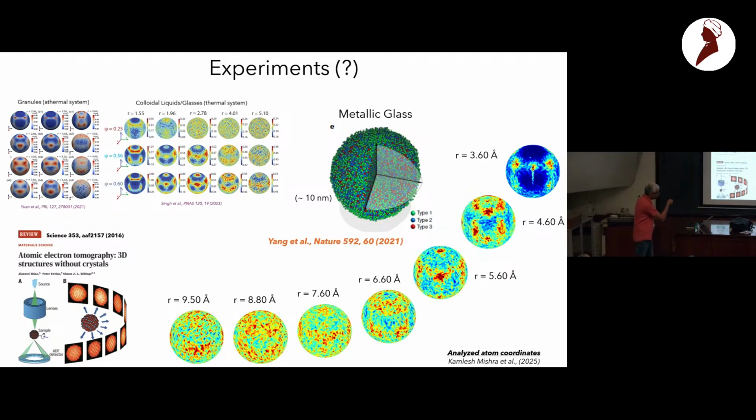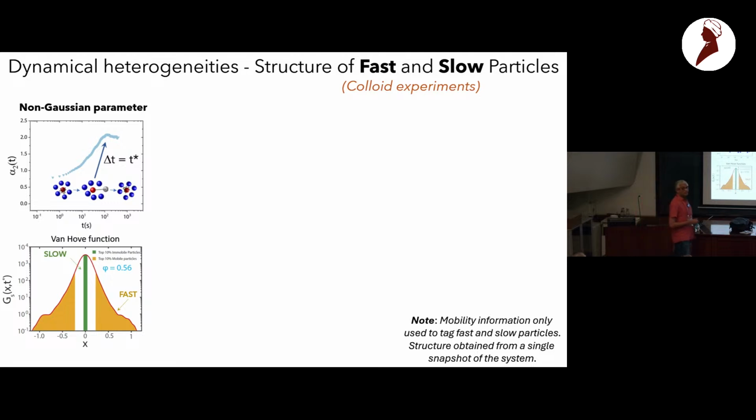With granules, they don't move around much unless you excite them in some way. So these were just static packings. With metallic glass formers, I can reconstruct the positions of atoms, but I can't give you movies. The cool thing about colloids is I get to see movies of these. So what we also did with the colloid experiments is, from the trajectories of these particles, identify all the fast and slow particles.